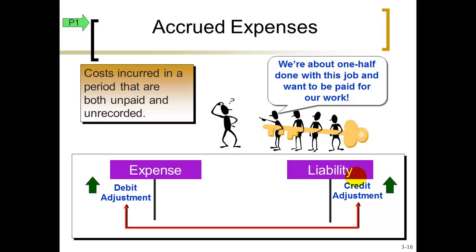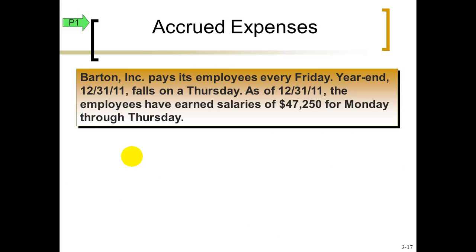Another type of account is something we're already familiar with, recording maybe a bill, but sometimes you don't get a bill to have an expense being recorded. Here's an example where we have employees working for us, and every Friday is their payday. And the last payday of the year is back on the previous Thursday.